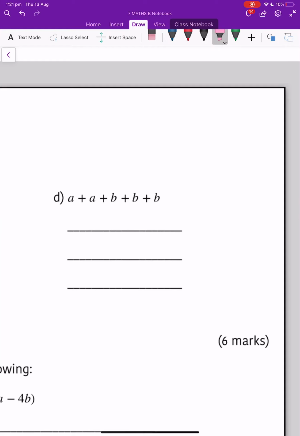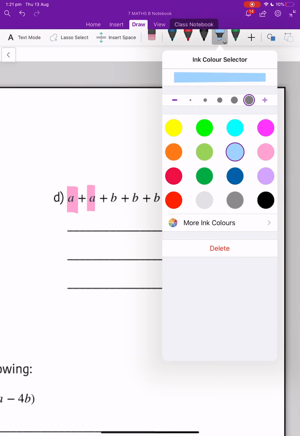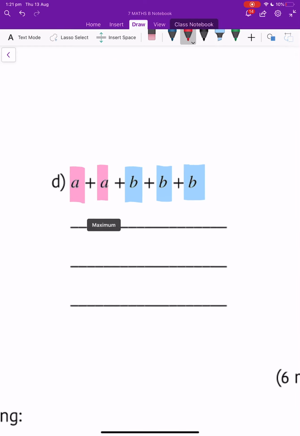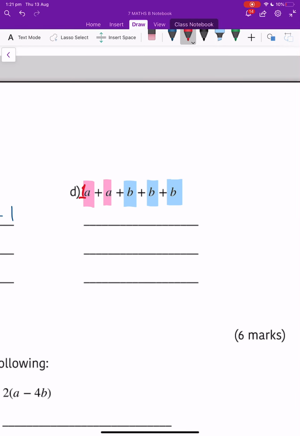Now, the last question, all my a's are going to be like terms, and so are all of my b's. Now, just remember that when there's no coefficient and you just have a pronumeral by itself, there's a little invisible 1 in front, just like this. So, this becomes 2a, this becomes 3b, and there you go.